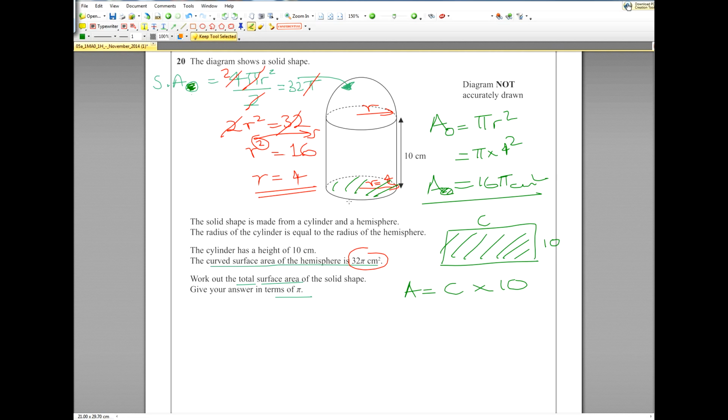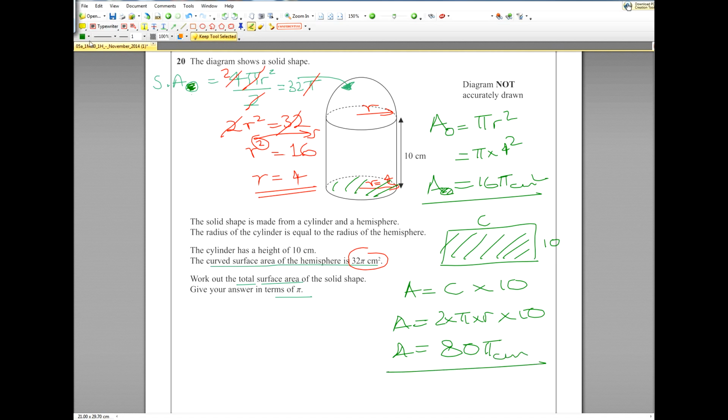We need to work out the circumference of this circle on the bottom. Circumference is equal to 2 times pi times radius, times 10. So 2 times 10 is 20. 20 times the radius 4. 20 times 4 is 80. So that gives us 80 pi.